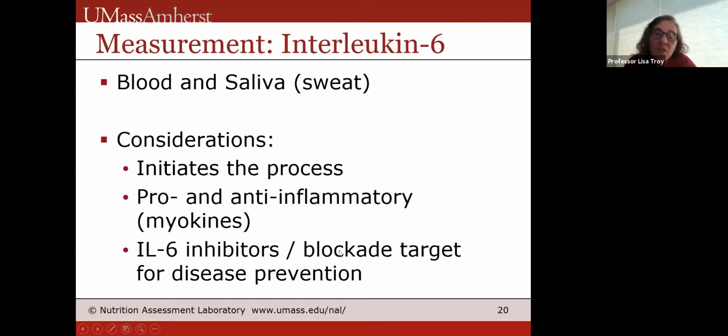And it's often used as an inhibitor or a target to really prevent diseases. So we talked a little bit about cancer. IL-6 will sometimes be a target for cancer prevention because of this cascading effect that it has and the initiation process.